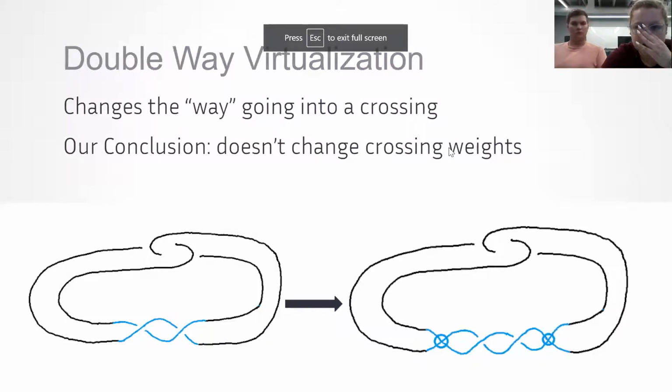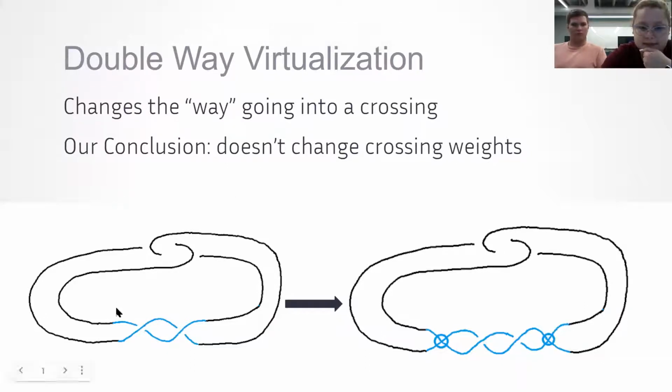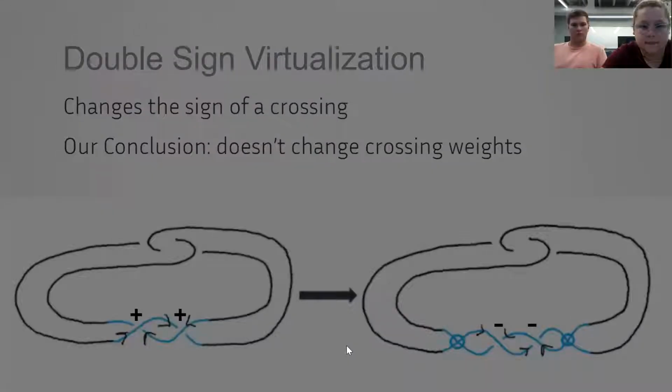So one of the moves that we were able to find is that if we take single wave virtualization and apply it to the crossings, we were able to make a classical knot into a virtual knot without affecting the crossing weights. And that just changes how the strand goes into a crossing. You can see that it's an overcrossing here, and it changes to an undercrossing here.